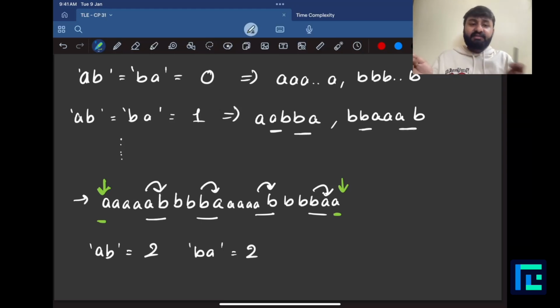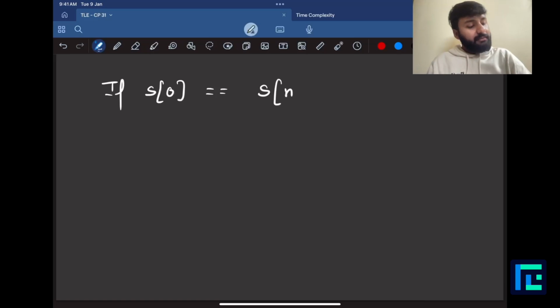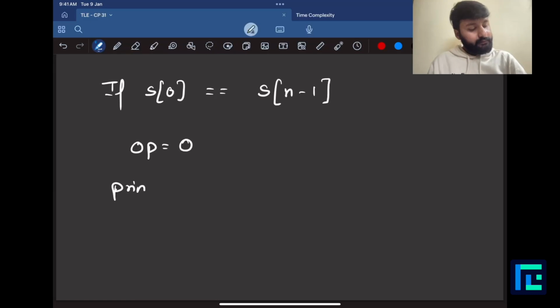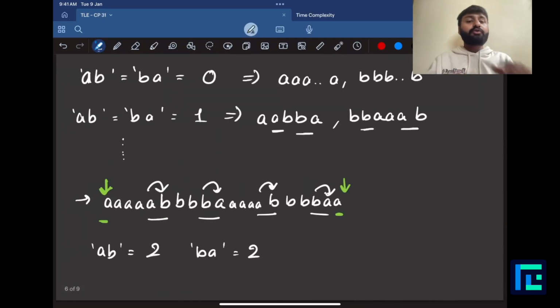If you would have started with B's, you would have ended with B, which means this is a very simple intuitive argument that if S of 0 is equal to S of n minus 1, that is, the first and the last letter match, basically the operations are 0, which means print S directly, and this is good to go. This is a very simple idea. All right. And this covers almost all our cases where AB and BA counts match.